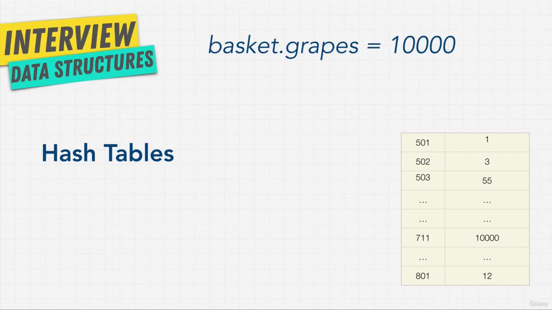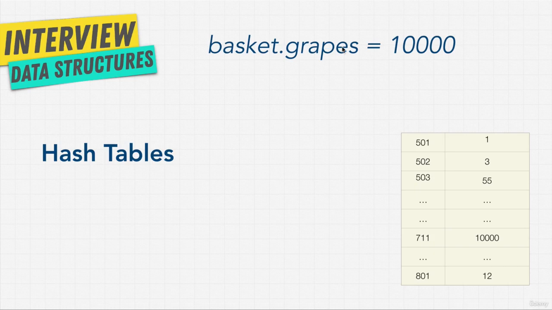So what are they? And also, you may be wondering, what does the name hash table mean? Where did this name come from? Well, let's look at an example. Imagine you're going grocery shopping and you have an object here, basket, and you want to add grapes as a property of the basket object. Again, we're using JavaScript syntax, but this should look familiar to you. So we want to set that basket.grapes is going to equal 10,000. We're buying 10,000 grapes because you can never have too many grapes.